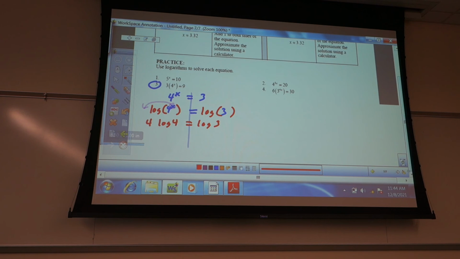Now I just have to find those two numbers. Where did the x go? Oh, x. Sorry, it's not a 4, it's an x. My bad, thank you. Okay, so x times log of 4 equals log of 3. So now I just need to figure out what log of 4 is, and what log of 3 is.